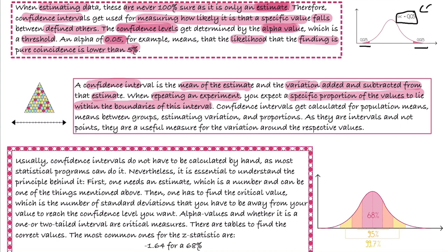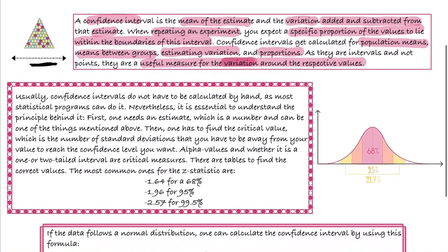You can calculate confidence intervals for population means, also means between groups, estimating variation, and also for proportions. Again, as those are intervals and not points, they're also a useful measure for the variation around the respective values. So if you have a big confidence interval, this means that there's great variation within your data set.